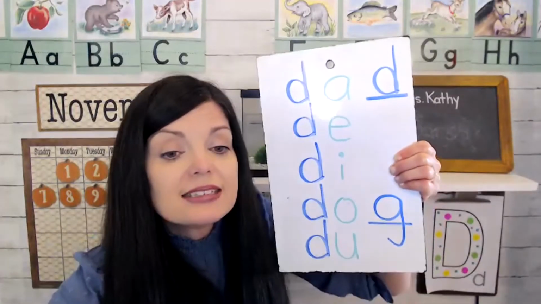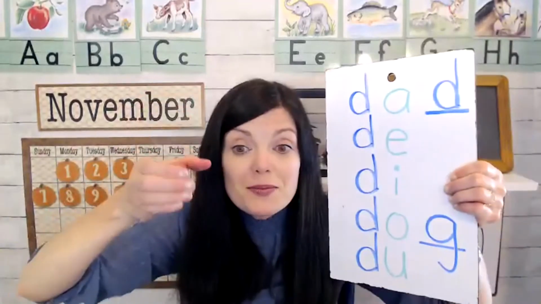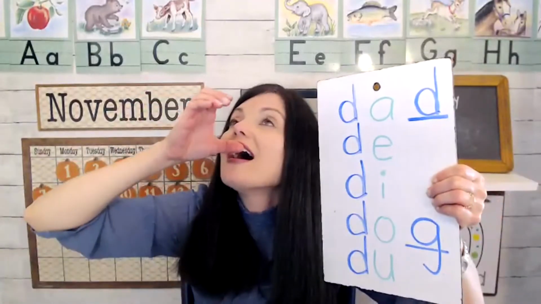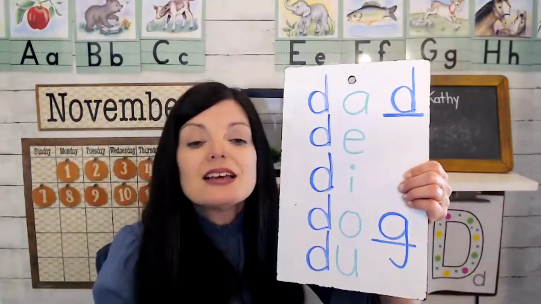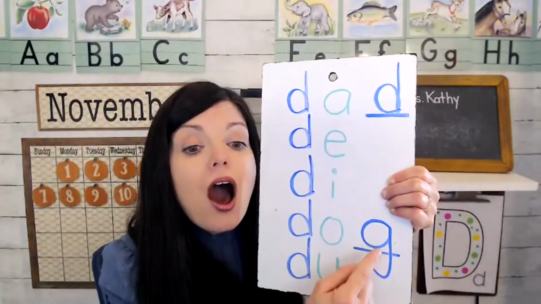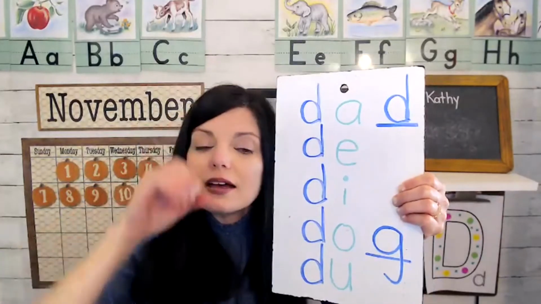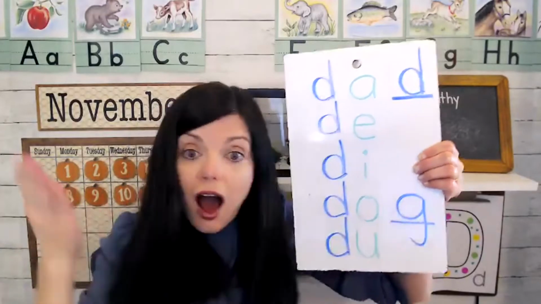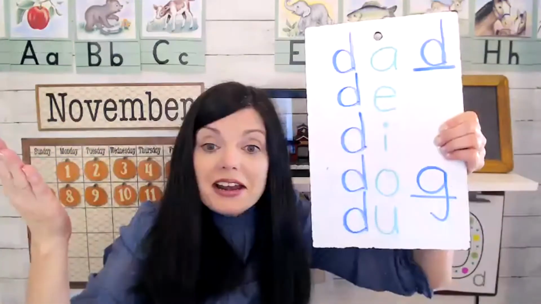G says g, g, g, g, g, like when you're gulping water. Remember when we had our cups? G, g, g, g, g. All right, so let's blend this together and see what happens. Dog, dog, dog. That word is dog. You just read another word.